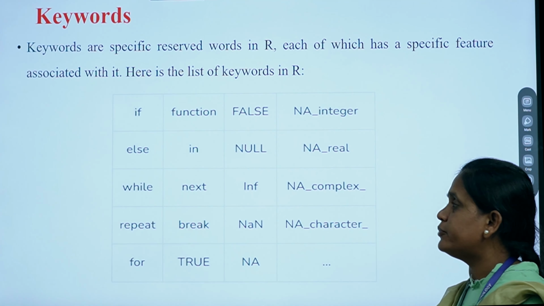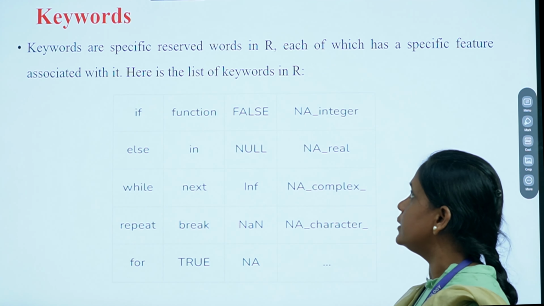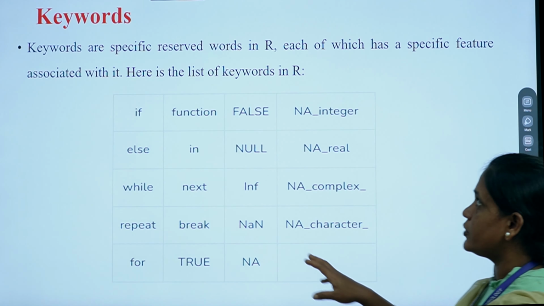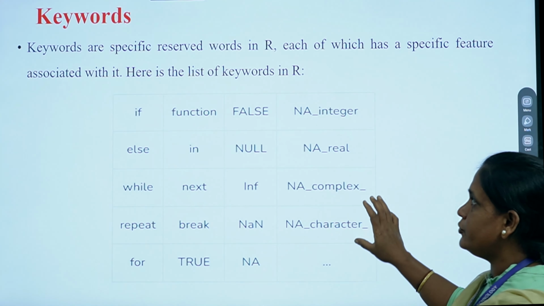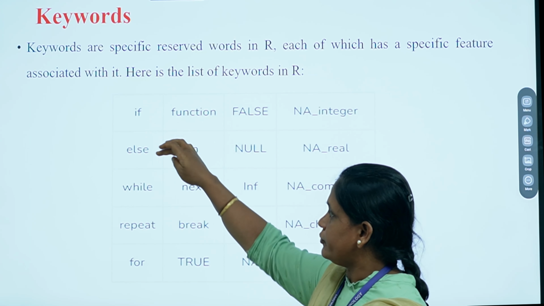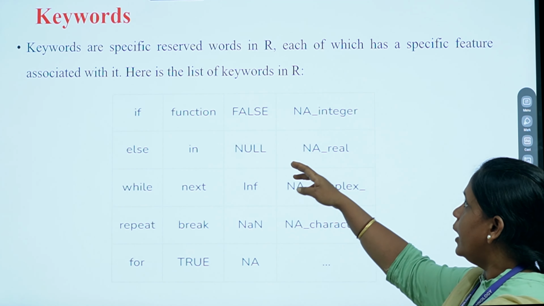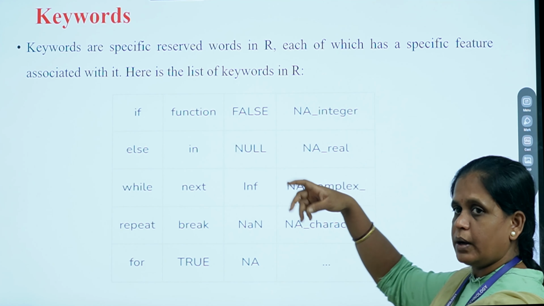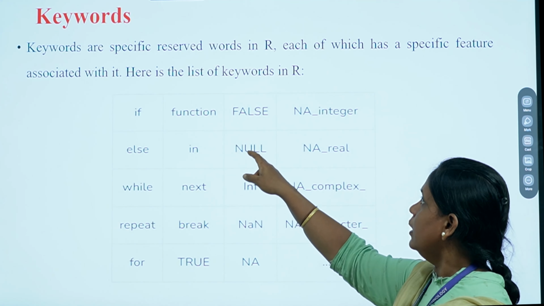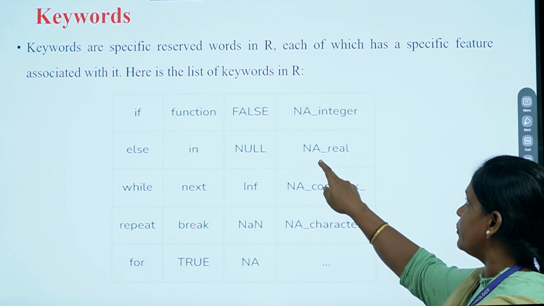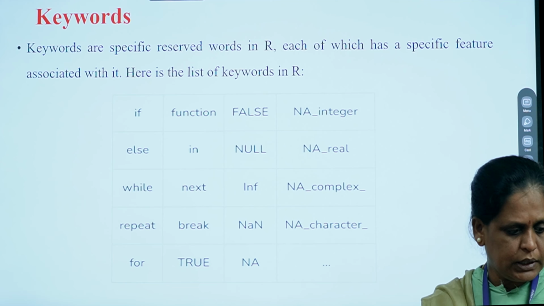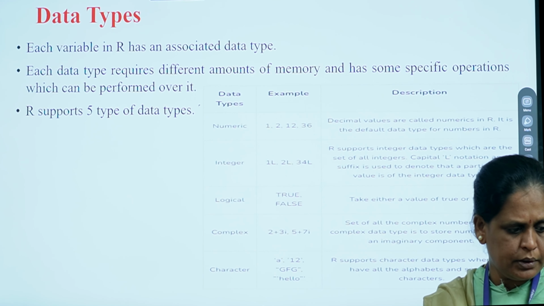In any language you have a few keywords associated with it. Similarly, there are keywords specifically reserved for R, each of which has a specific feature associated with it. These are the list of keywords we are going to use here: if, else, while, repeat, for, and we have other special constants compared to other languages, like NaN (not a number), NA (not applicable), NULL, and also integer, real, complex and character. A few more keywords are available in R programming.